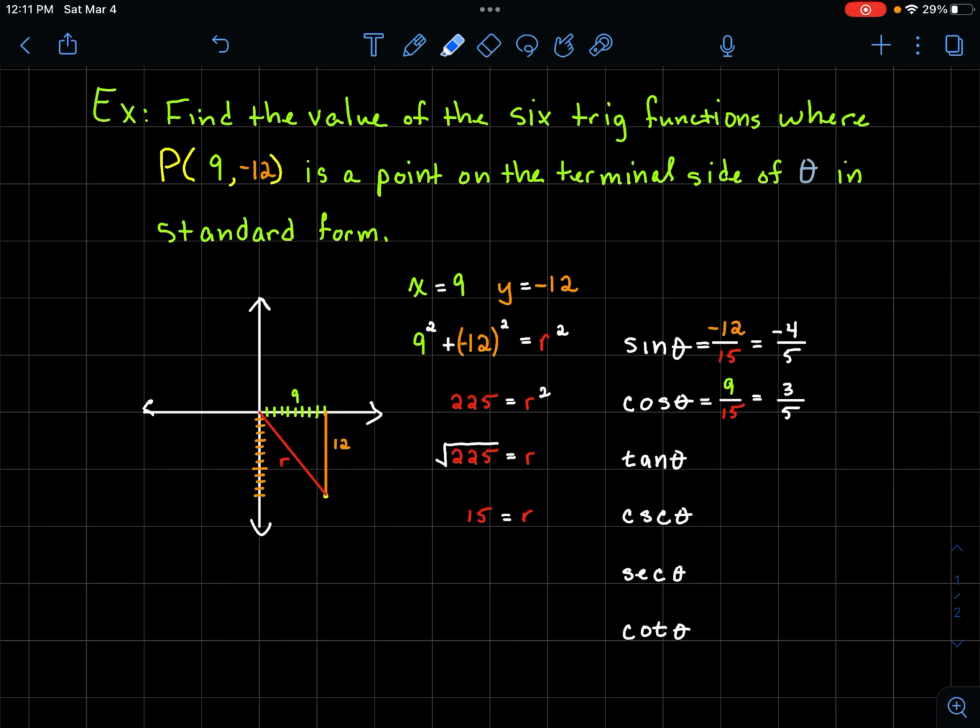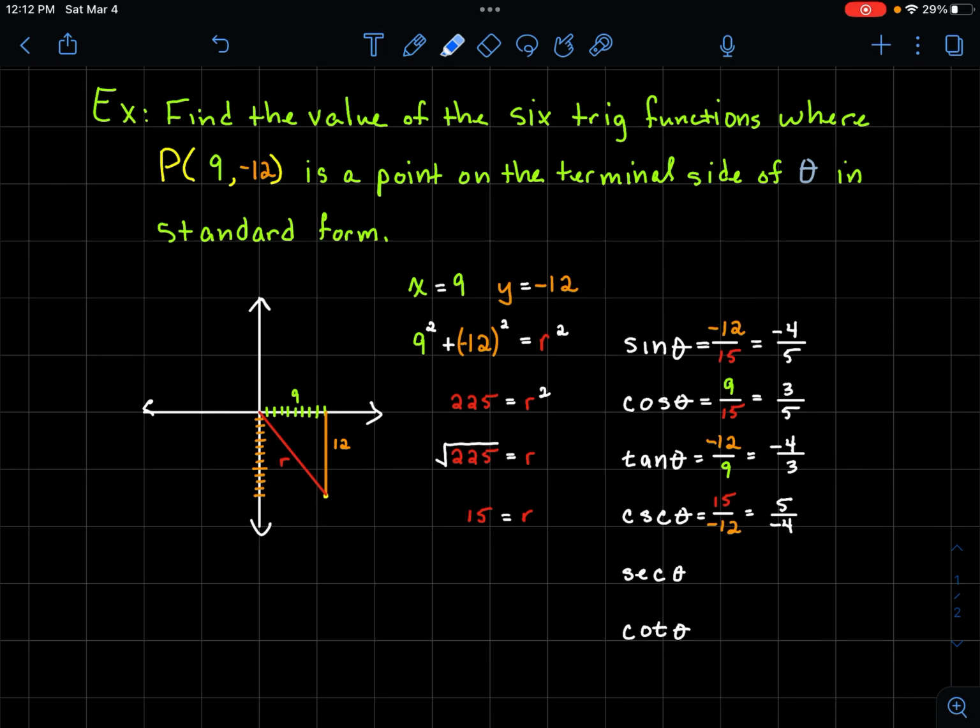Tangent, the y over the x. Or in other words, negative 12 over 9. Again, simplifying the fraction, that will give us negative 4/3. And then we go into the reciprocal ones. So the reciprocal trig function of sine is cosecant. We'll take that negative 12 over 15 and flip it to 15 over negative 12. And that answer will give us negative 5/4.